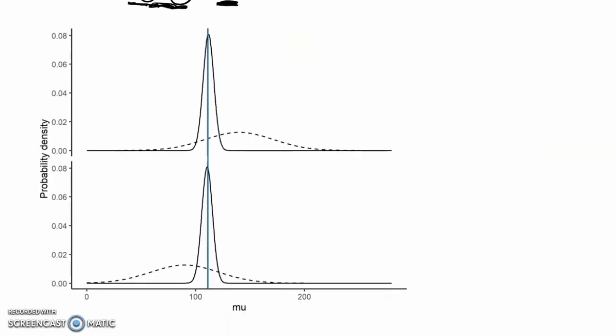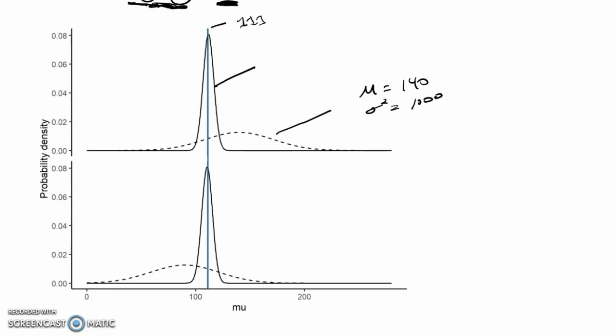So here we have one prior. Its mean is equal to 140, and its variance is equal to 1,000. And this solid line here reflects the posterior. And this vertical line reflects the data. In our sample, the mean IQ was 111.